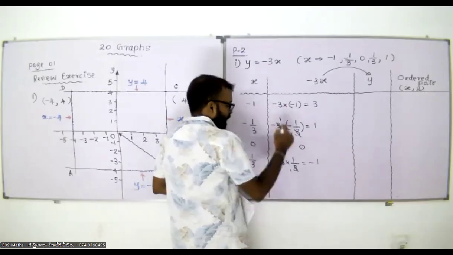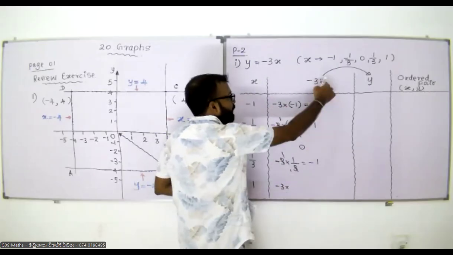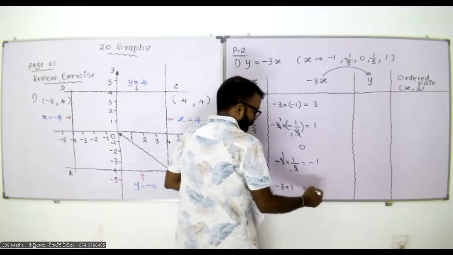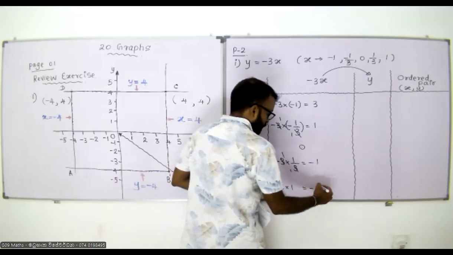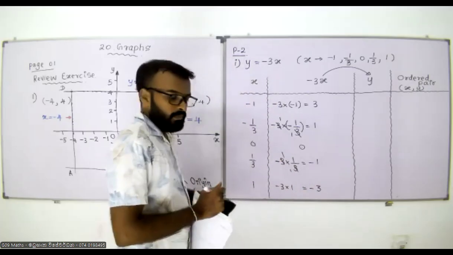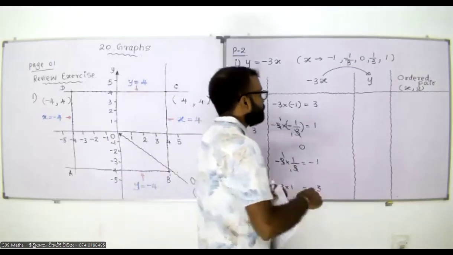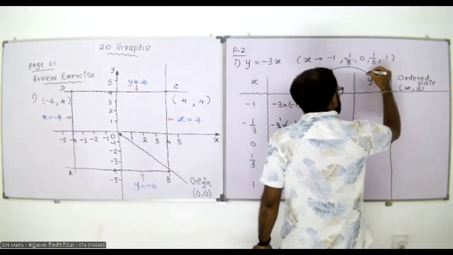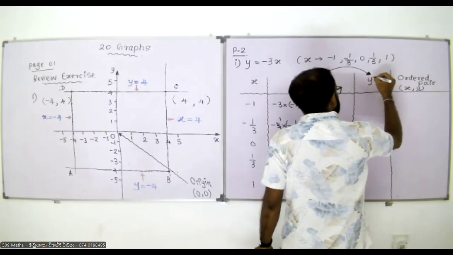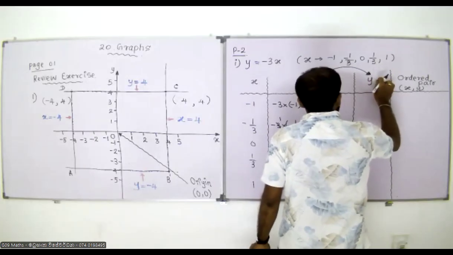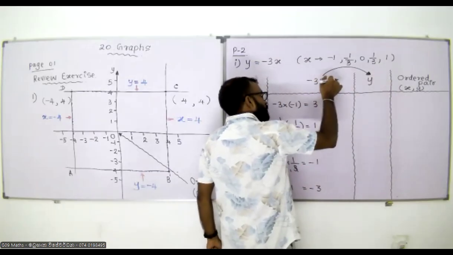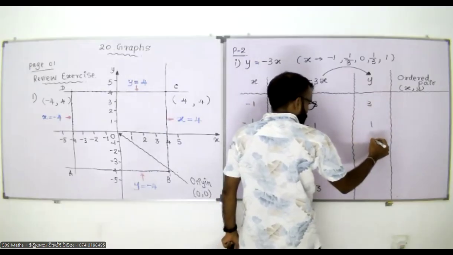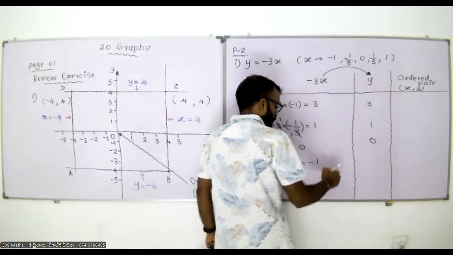This one, negative 3 multiplied by x, which is 1. Negative into positive, negative. 3 times 1, 3. Then the y value is called minus 3x, because y equals minus 3x. So the y values are positive 3, positive 1, 0, negative 1, negative 3.